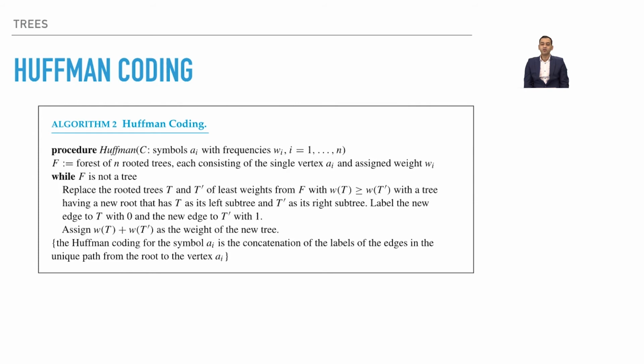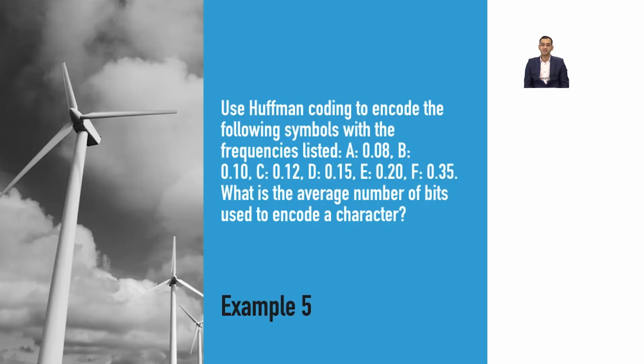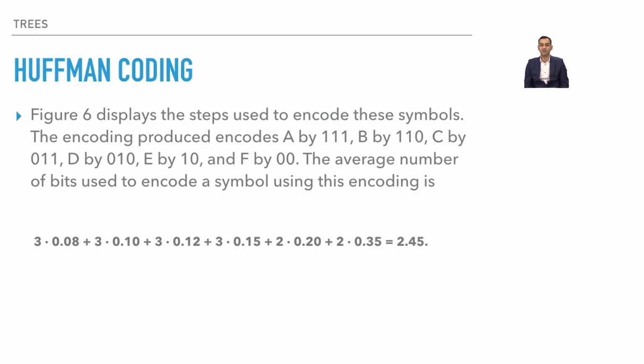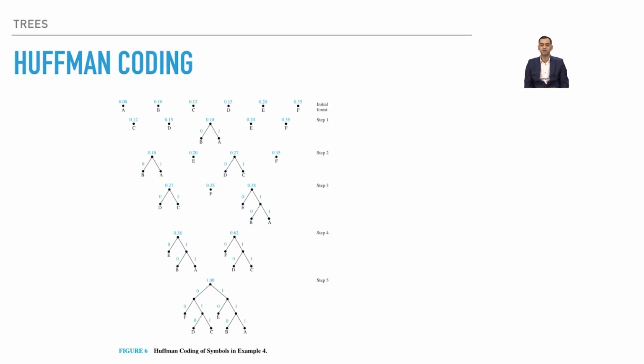Use Huffman coding to encode the following symbols with frequencies as listed in the slide. A is matched to 0.08, B is matched to 0.10, C is matched to 0.12, and D is matched to 0.15. E is matched to 0.20, and F is matched to 0.35. What is the average number of bits used to encode a character?